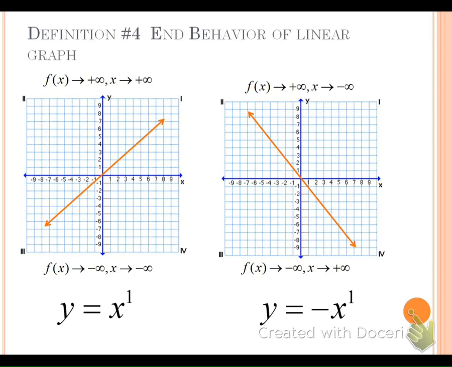The graph to the right is that same linear graph, except now the lead coefficient is negative. So now f approaches infinity as x approaches negative infinity. As you're going farther to the left, negative infinity, you can see that your graph is actually getting higher now. And down here, f of x approaches negative infinity as x approaches positive infinity. So as your x values are getting bigger and bigger, your graph is getting smaller and smaller.